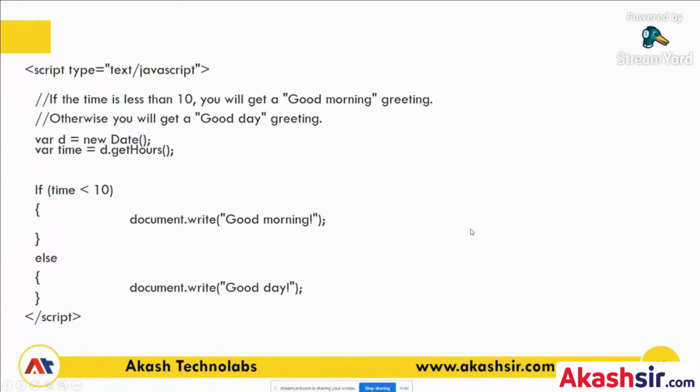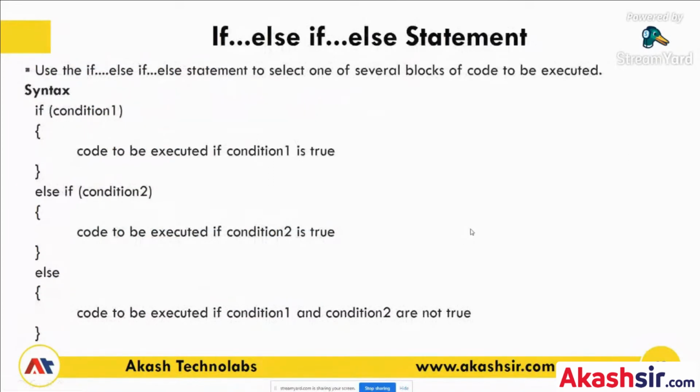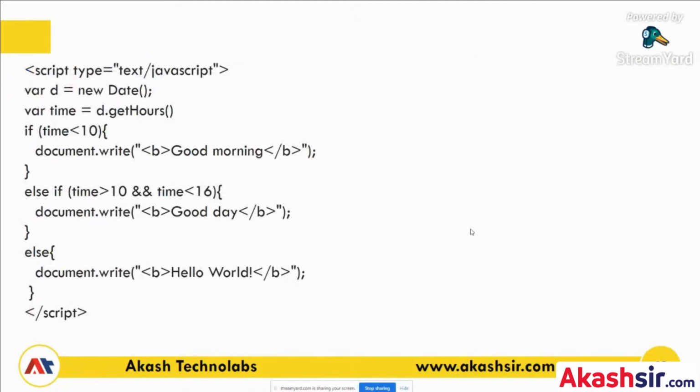Okay, so now the if, else if, and else statement. If you want to print a message like this: if time is less than 10, you can print good morning. If time is greater than 10 and time is less than 16, then good day, else hello world, right? So you can check multiple conditions like this: if, else if, and else.